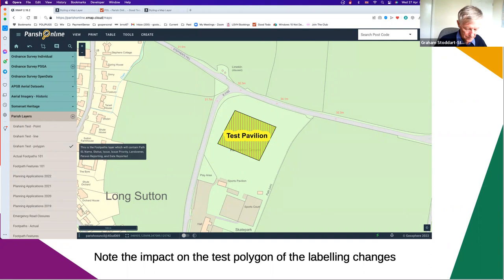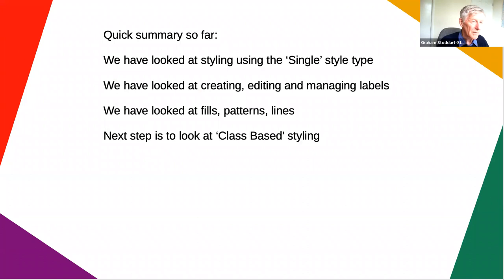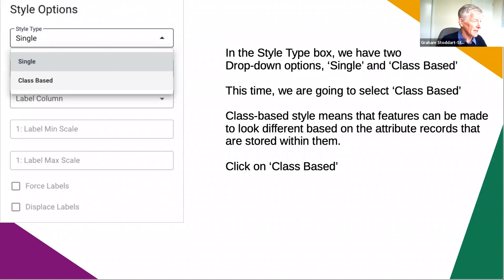All right, so we've looked at the styling using single. We've created, edited, and managed labels. We've looked at fills, patterns, and lines. And the next thing is, how do we apply all this in class-based styling? So we've gone back to the style option, and instead of clicking on single, we're going to click on class-based. And basically that means that every time a feature either changes or its status changes, or whatever the class is that you've selected, then that changes the colors accordingly. So we're going to click on class-based.